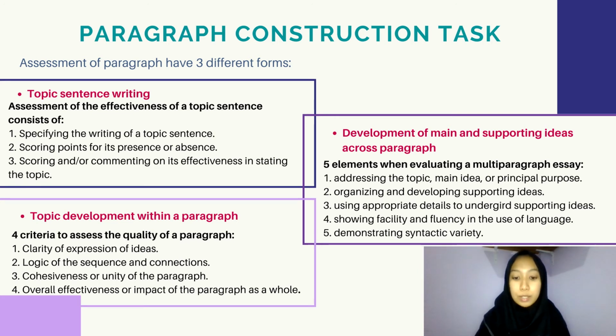The next one is to develop a main and supporting idea across the paragraph, which means articulating the main idea of the writing with clearly stated supporting ideas. And there are 5 elements in evaluating a paragraph, as you can see from the table below.